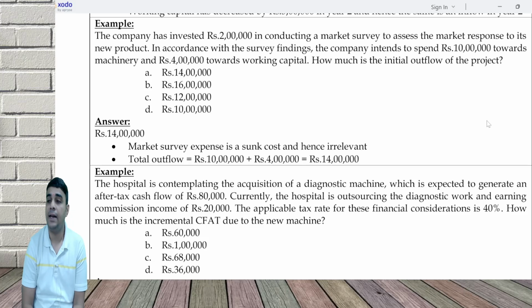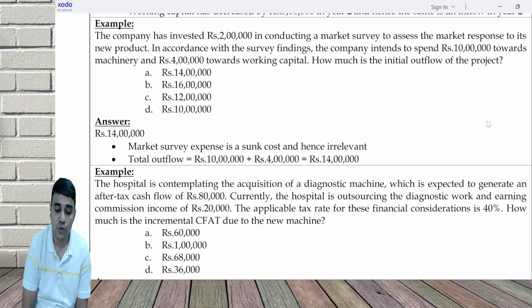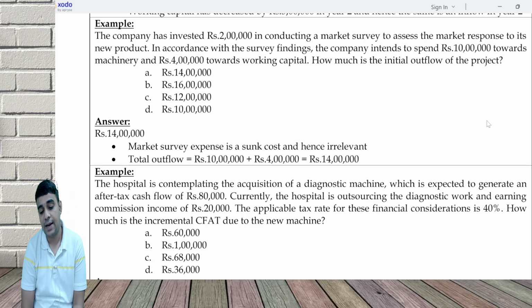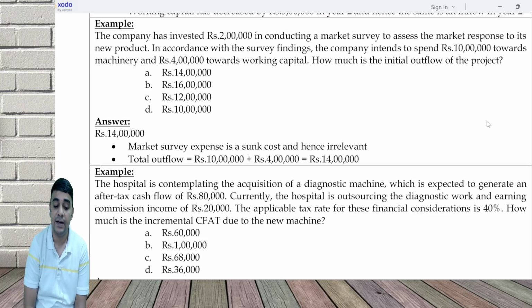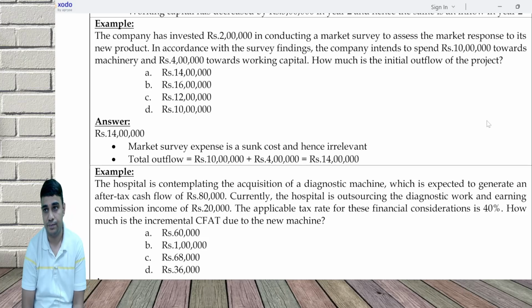A hospital is contemplating acquisition of a diagnostic machine which is expected to generate an after-tax cash flow of 80,000. Currently, I am outsourcing and earning a commission income of 20,000. The applicable tax rate is 40%. How much is the incremental CFAT due to the new machine?